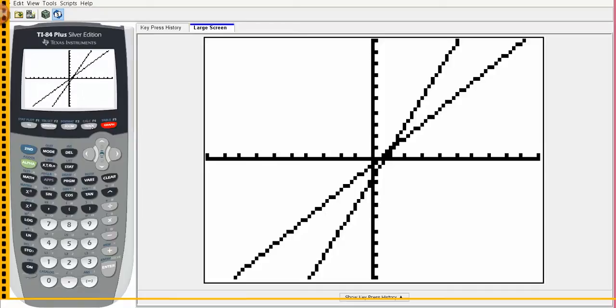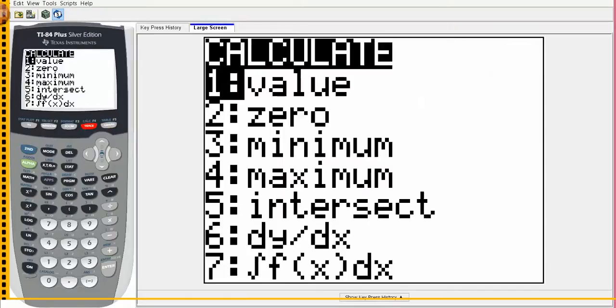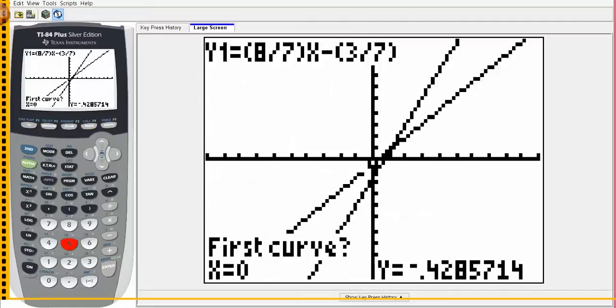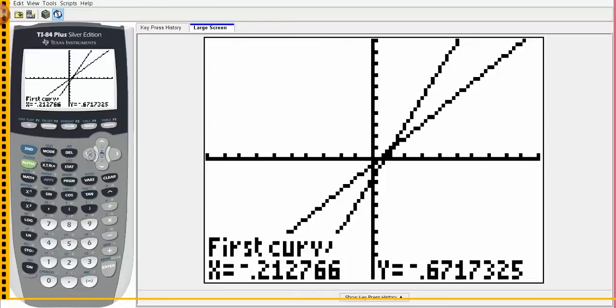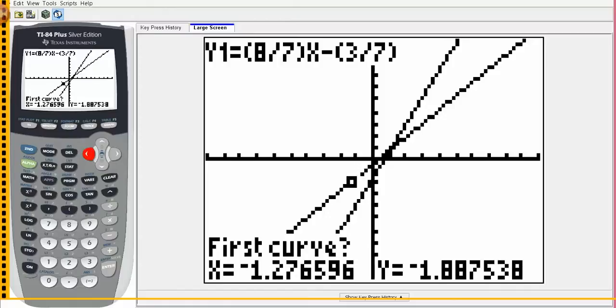But there's also if you hit second trace, which is calc, look what options you get. Which option do you think I'm going to select? Intersect. So you can hit 5 or go down and hit enter, but hit 5. What's it asking me for? First curve. You see where it says first curve right there? If I move my cursor left and right, what do you notice? You see that cursor that's on the line right there? So when you're on the line you want, you hit enter.